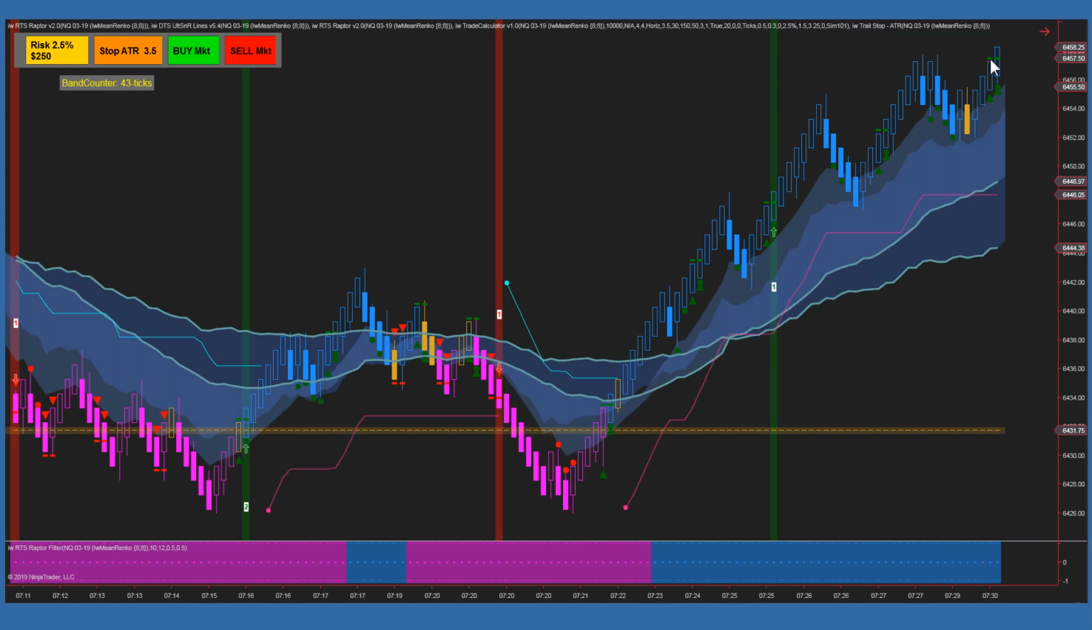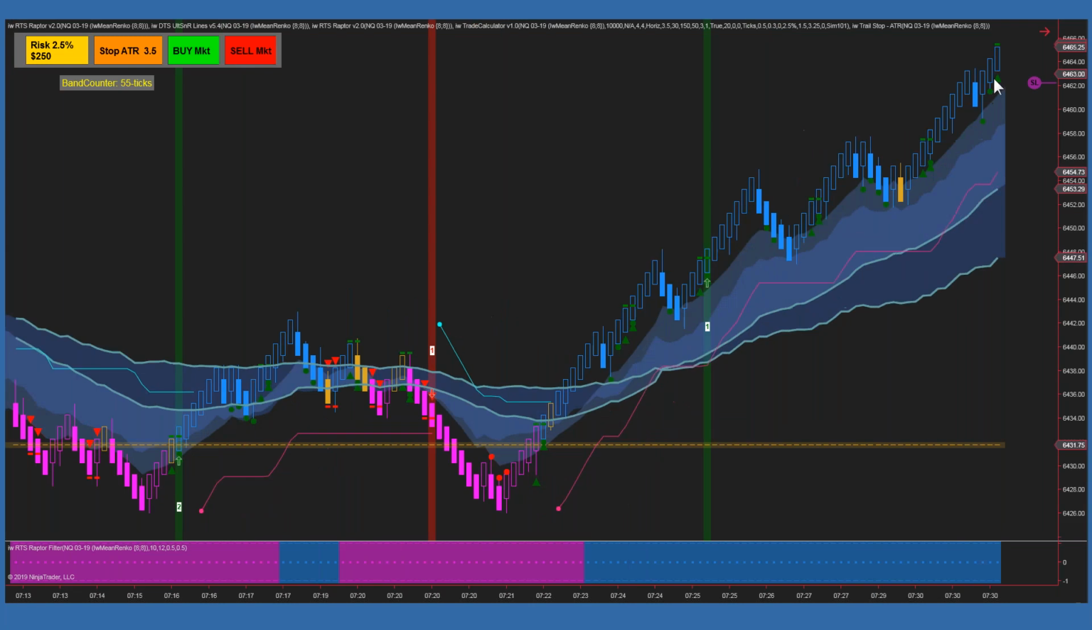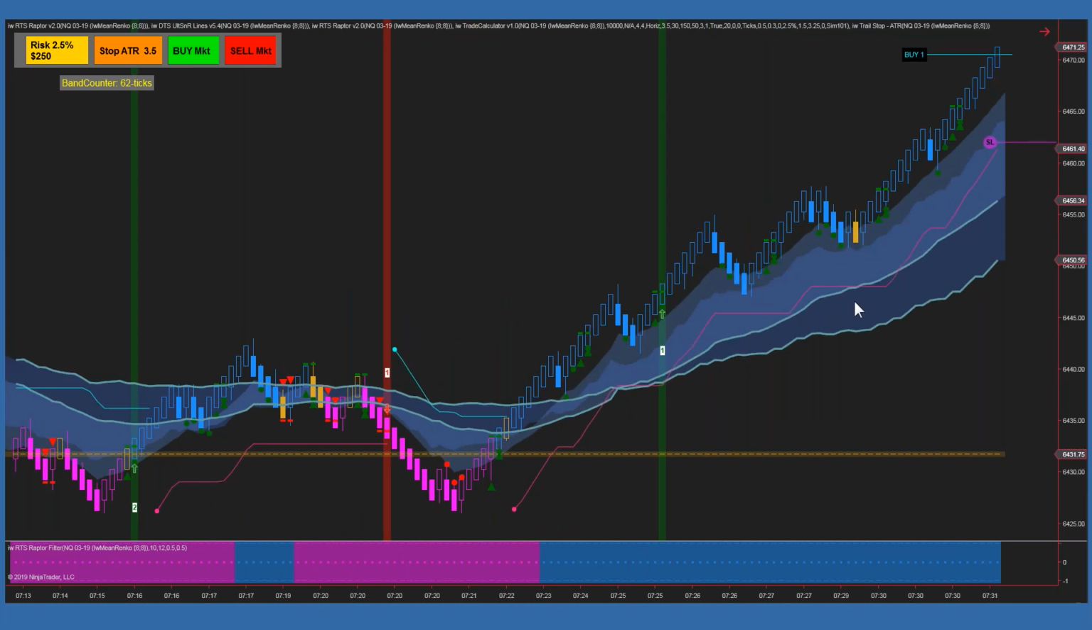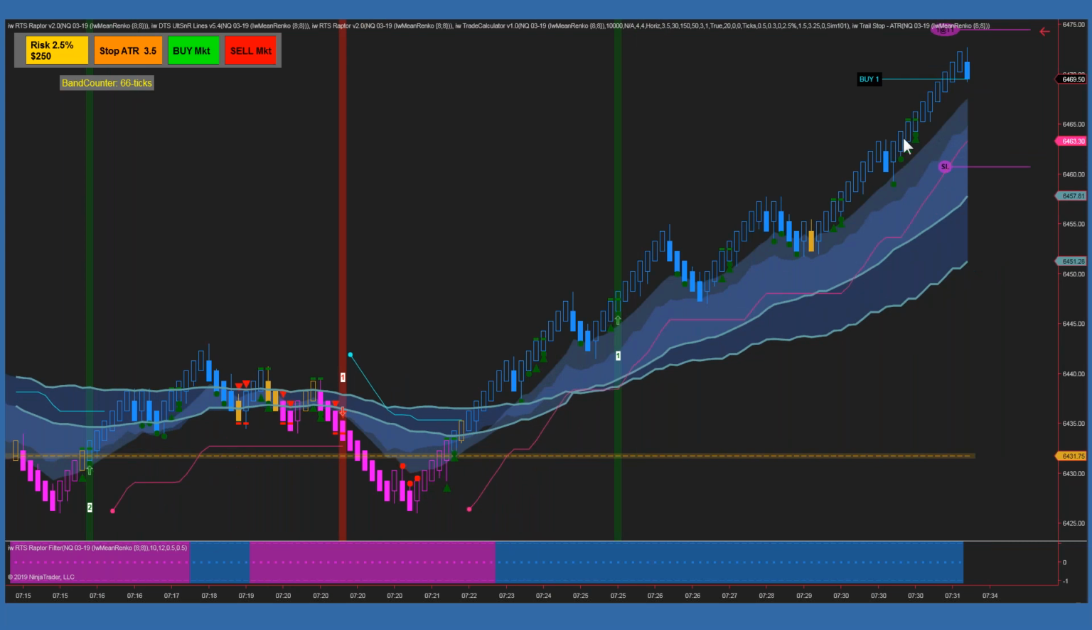Take advantage of that breakout, and we had some very nice follow through on that. Actually, this would have been a nice trade to even have a runner in play. Could have maybe picked up a couple extra ticks, but that's all right. I'm okay taking the profit on target.